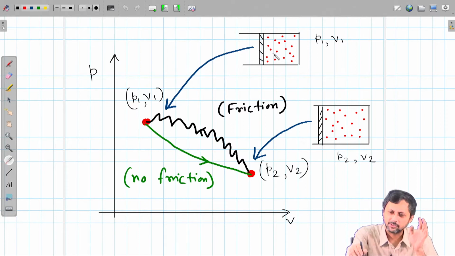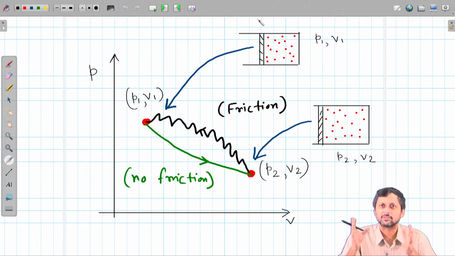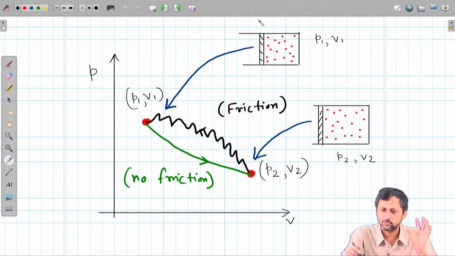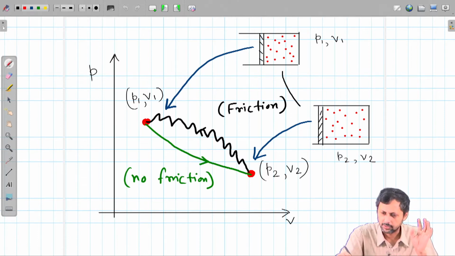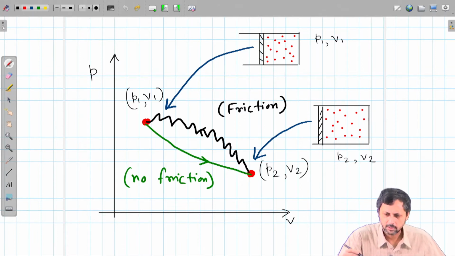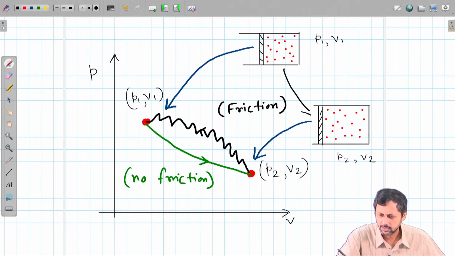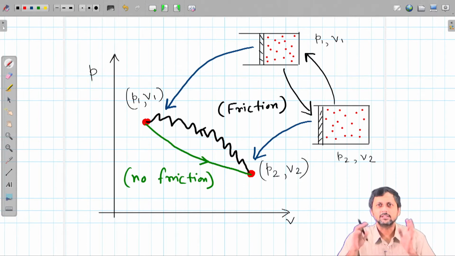the universe will be in the same state. Here this is our system and this is the surroundings. So basically system plus surroundings is the universe in the concept of thermodynamics. So if we go from here to here, and in reverse we can go from here to here, there is no change in the universe after this cycle is complete. So this is called a reversible process.